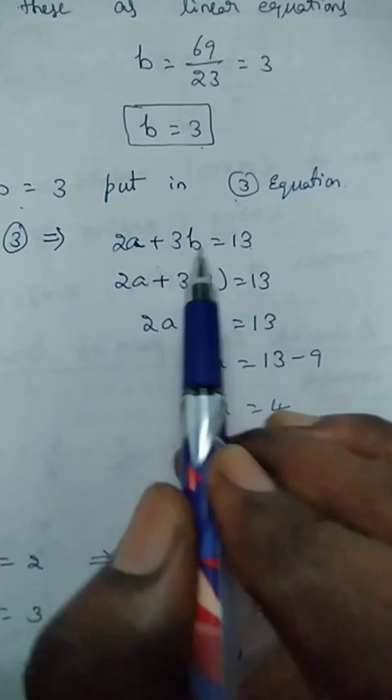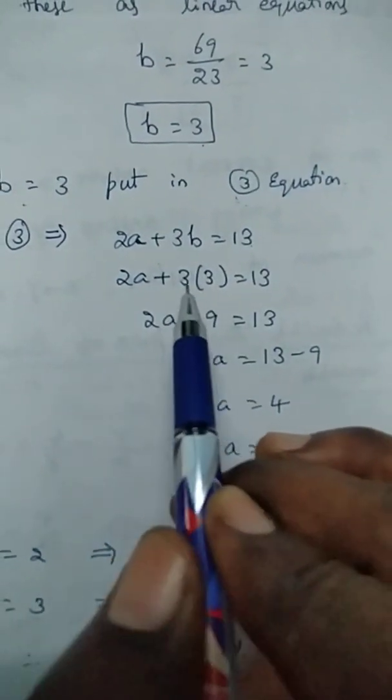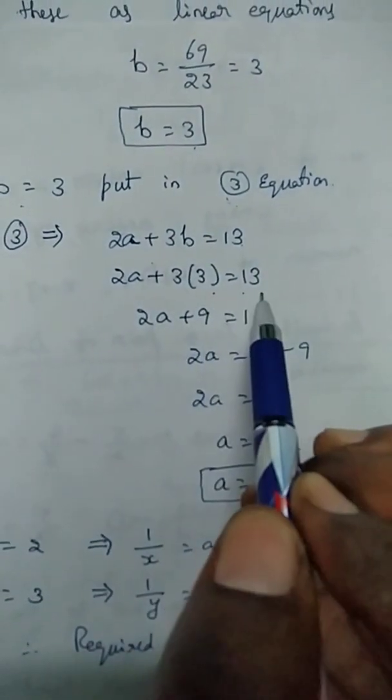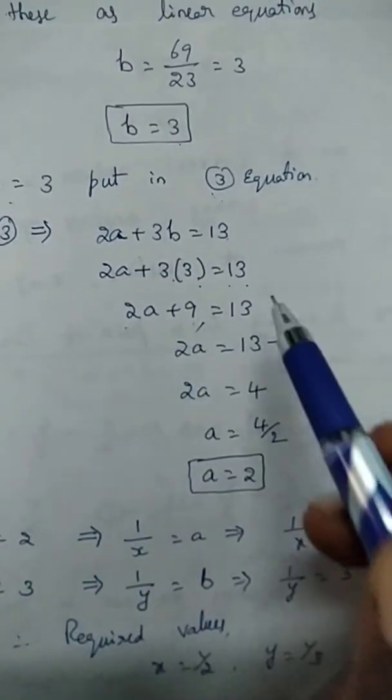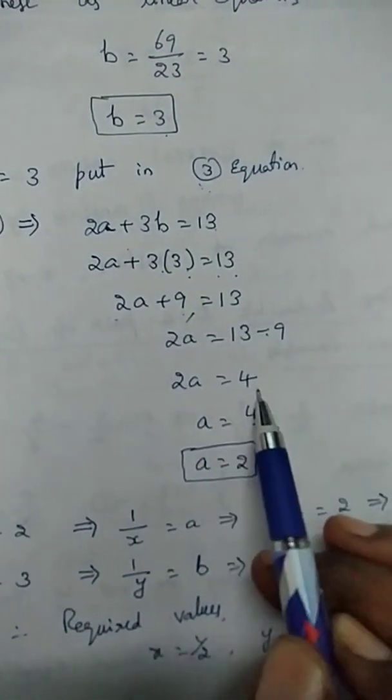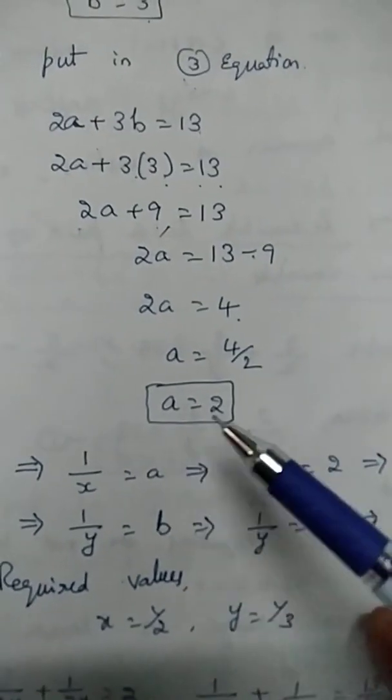Okay, the third equation, 2a plus 3b is equal to 13. 2a plus 3 into b, which is 3, is equal to 13. 3 3s are 9. 2a plus 9 is equal to 13. 2a is equal to 13 minus 9. 2a is equal to 4. a is equal to 4 by 2. a is equal to 2.